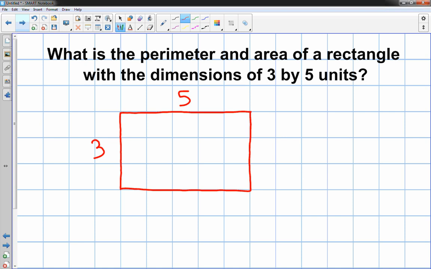So I'm going to do perimeter first. And I'll use the letter P to equal perimeter. The perimeter of this is just adding all 4 sides up. So this side's 3, this side's 5. I would add them up. 3 plus 3 is 6. 5 plus 5 is 10. 6 plus 10 is 16. The perimeter is 16 units.